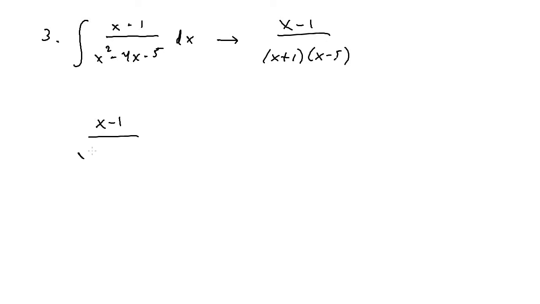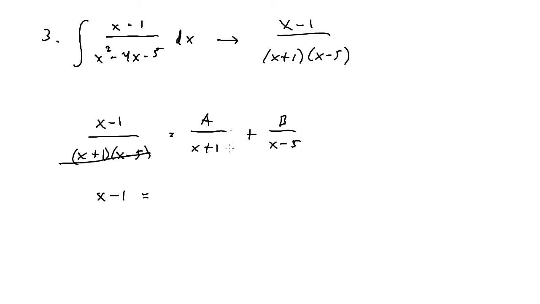So we have x minus 1 over, I'm just going to go ahead and rewrite the fraction. And so that's going to equal a over one of the factors, x plus 1, and plus b over the other factor, x minus 5. Once again, I'm going to have to multiply both sides by x plus 1 times x minus 5. So when I do that, that will cancel. We have x minus 1 on the left side of the equation. I can go ahead and cross multiply. So then we have a times x minus 5 plus b times x plus 1 on the right side of the equation.